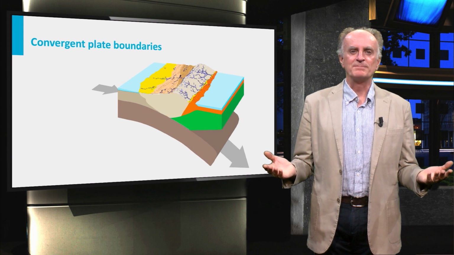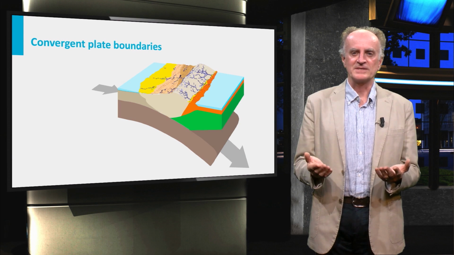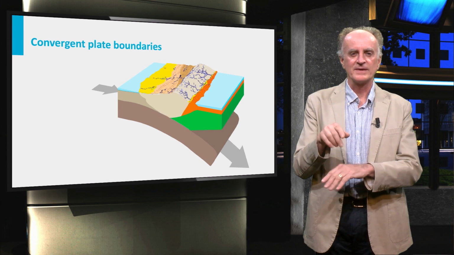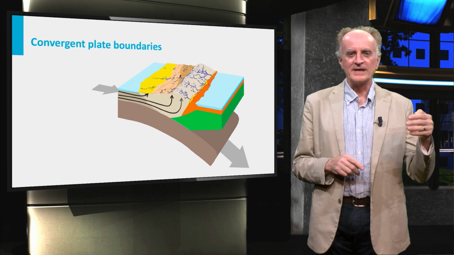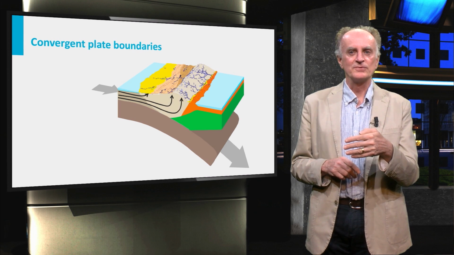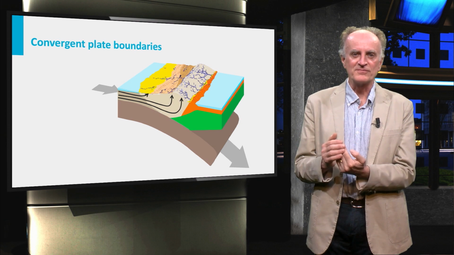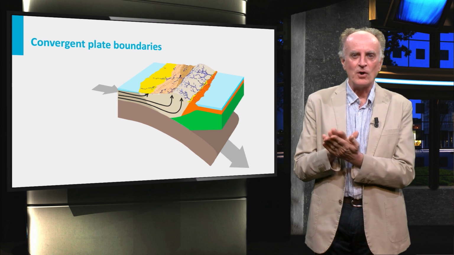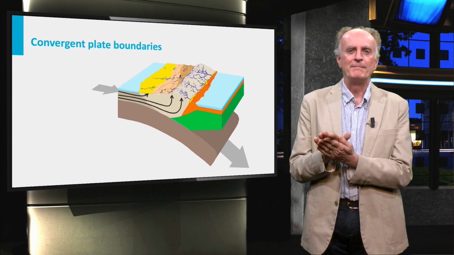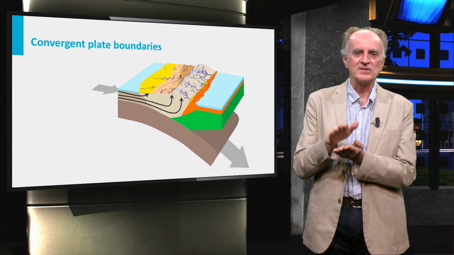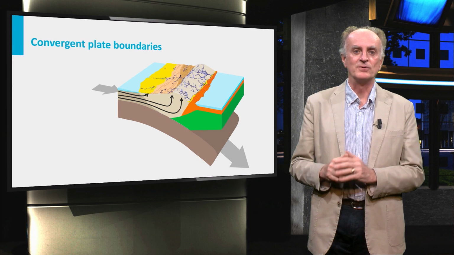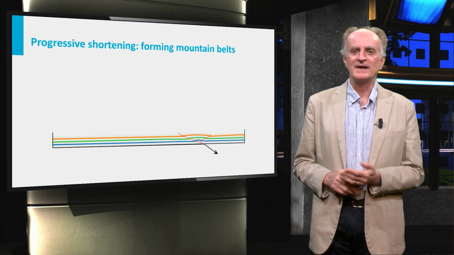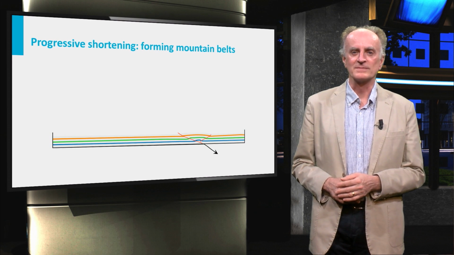Major shortening takes place at convergent plate boundaries, typically with one plate subducting underneath the other. Rocks of the lower plate are brought towards the convergence zone, indeed an area of strong friction and deformation. Rocks will then be scraped off from the lower plate, piled up, forming an accretionary wedge. A mountain is born.